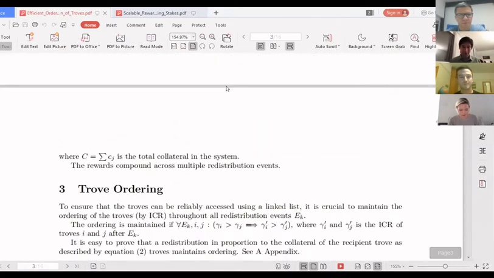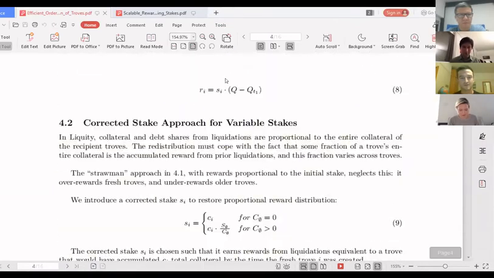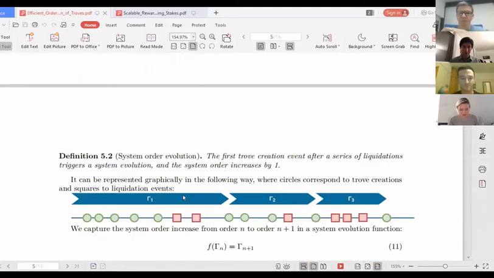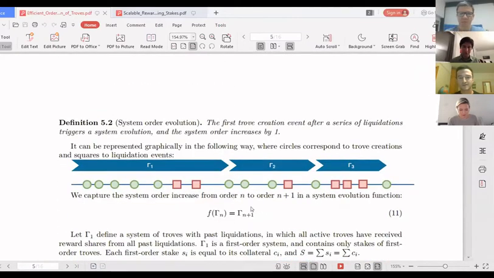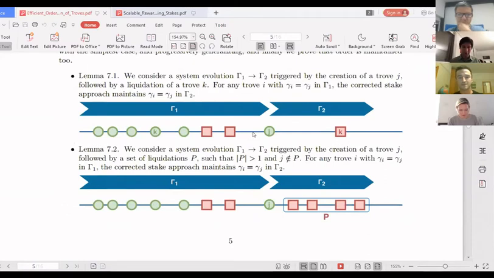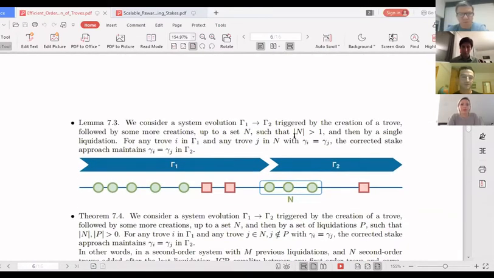And I'll just start with a bit of a summary. Basically, the structure of the proof is that we look at the simplest case first, and then we expand out from there. So we look at the case where there's one new trove created after one liquidation, and then we prove that it holds for that. And then here it is, this one. And then we move to the next case where we include several trove creations and several liquidations. So we expand it from the simple case outward until we get to the general case, which is where the proof holds for the entire system in any state of complexity.